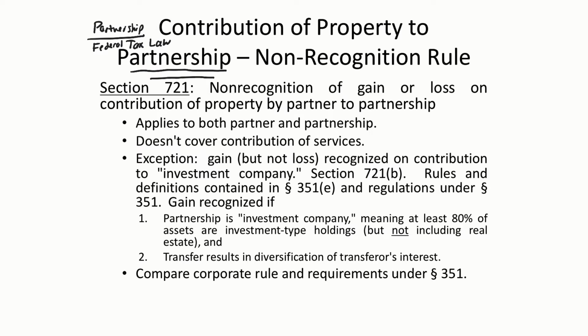So again, we have that corporate rule. No gain or loss recognized. Remember, non-recognition, like-kind exchange, involuntary conversion. We're talking about deferring gains or losses. We defer the gain or loss, which taxpayers generally want to defer gain but not loss. So if somebody contributes property to a partnership in exchange for ownership, guess what? There's non-recognition of gain or loss. This applies to both the partner and the partnership.